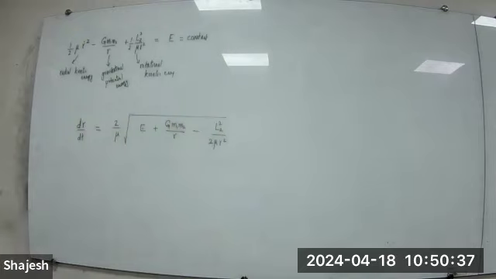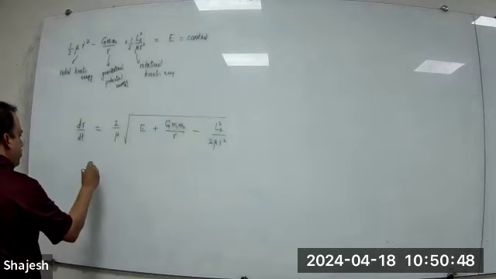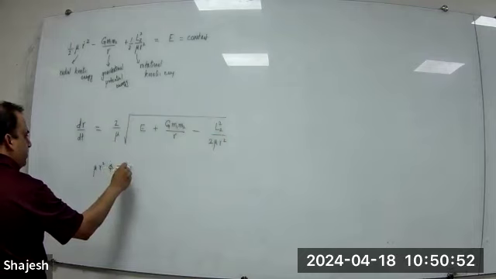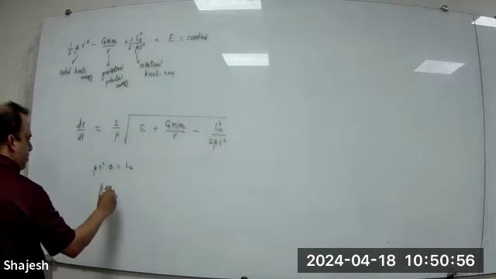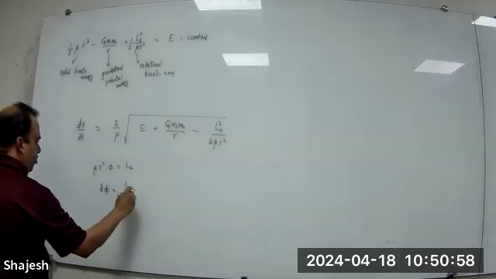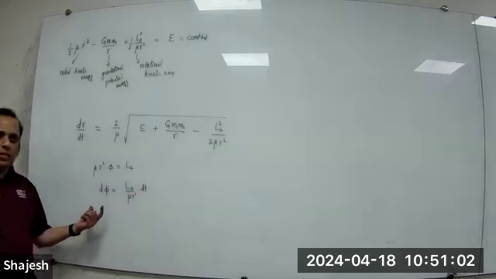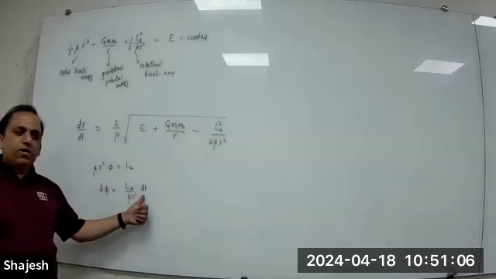What are we interested in? This is position as a function of time, correct? We also have, recall, mu r square phi dot is equal to L_z. That means d phi is equal to L_z over mu r square times dt. So angle is dependent on time.